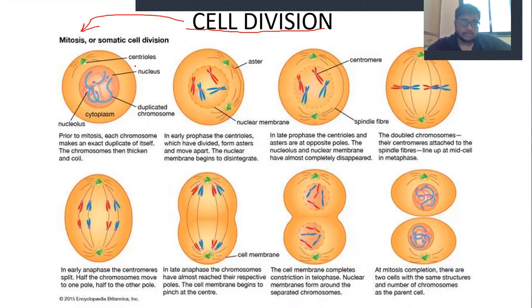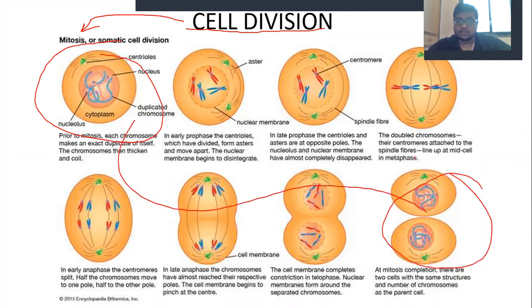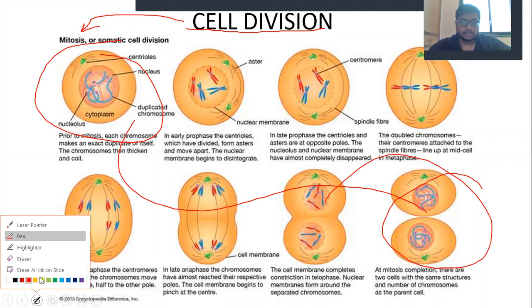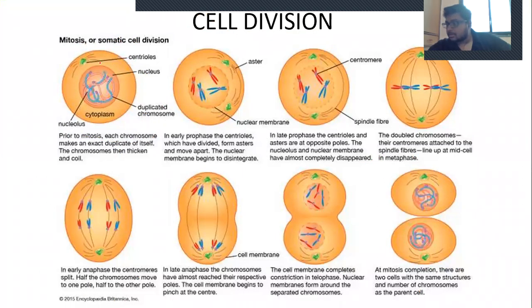So these are the centrioles, the nucleus, and the cytoplasm. This one cell over here is to be separated into these two cells. How will it happen? Let us see. Just a second, I'll release the ink. First, prior to the cell division, each chromosome makes an exact duplicate of itself.